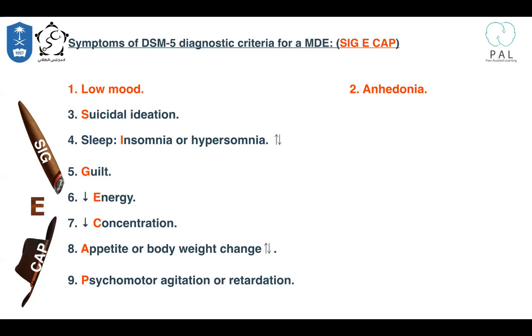طيب، ثاني symptom sleep disorder, either insomnia decrease need of sleep or hypersomnia increase sleeping. طيب excessive feeling of guilt, decrease energy, decrease concentration, appetite or body changes whether increase or decrease, psychomotor agitation or retardation. وقلنا psychomotor agitation معناها حركات لا إرادية غير هادفة، و retardation بطء في الحركة. طيب فالS للسويسايد، I للإنسومنيا، G للجلد، E للإنرجي، C للconcentration، A للأبيتايت، وال B للpsychomotor agitation or retardation.